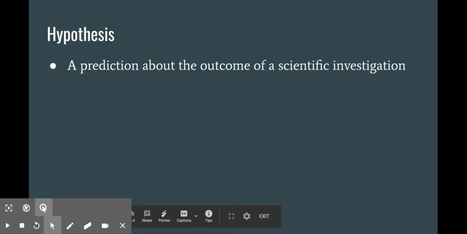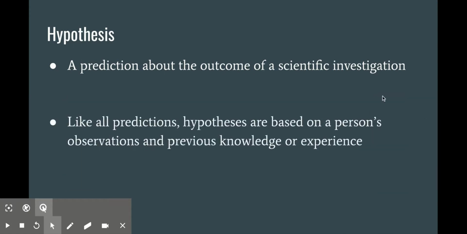So a hypothesis is a prediction about the outcome of a scientific investigation. Like all predictions, hypotheses are based on a person's observations and previous knowledge or experience. So, in the case of the tomatoes, we know that our neighbor's doing something different. Maybe we can see that he's using different kinds of fertilizer. So, we make a prediction based on what we know and what we've observed.